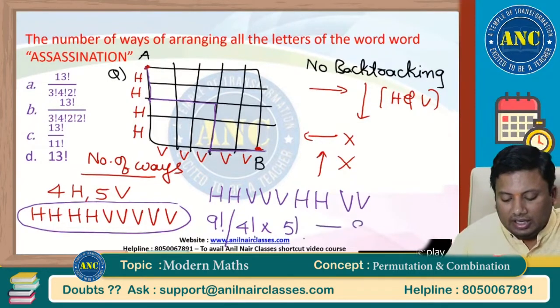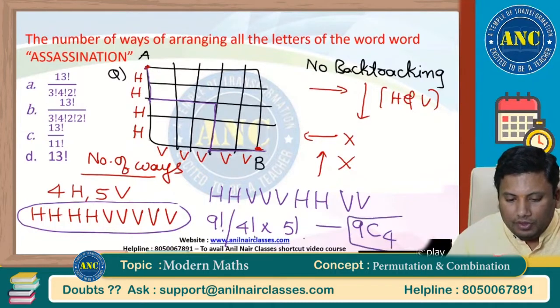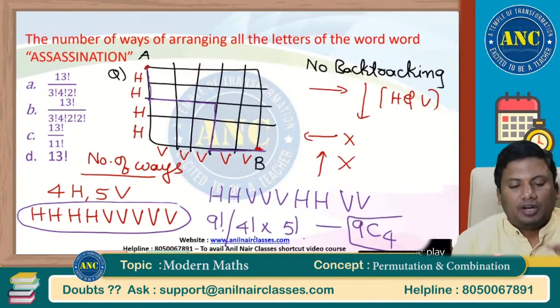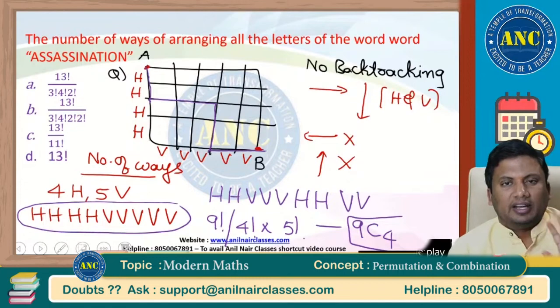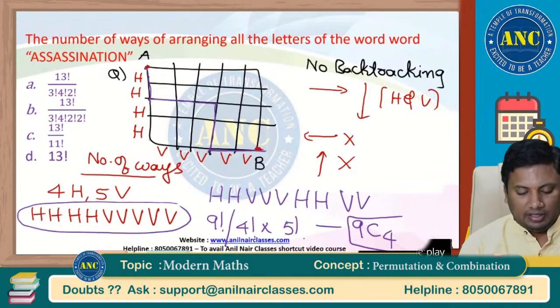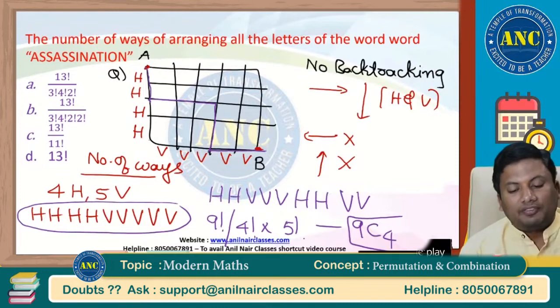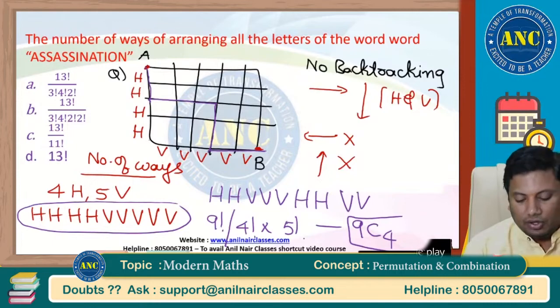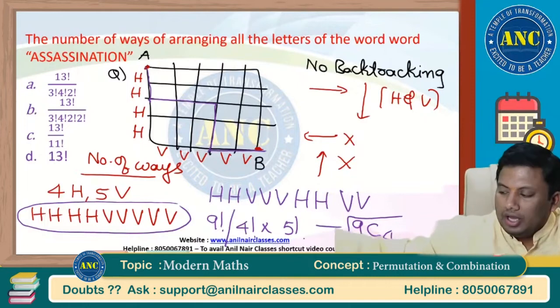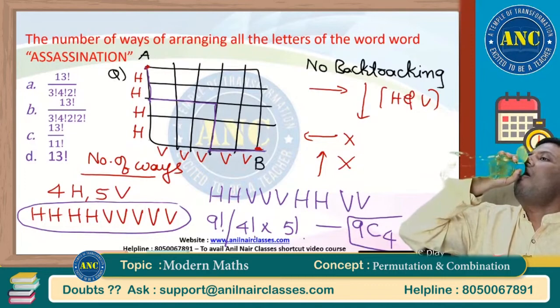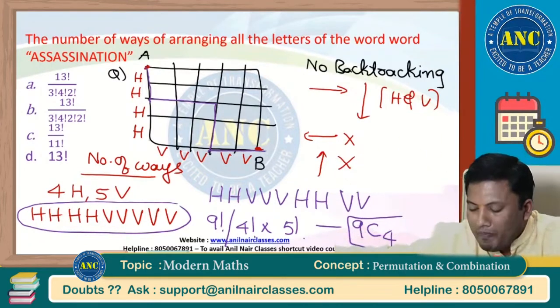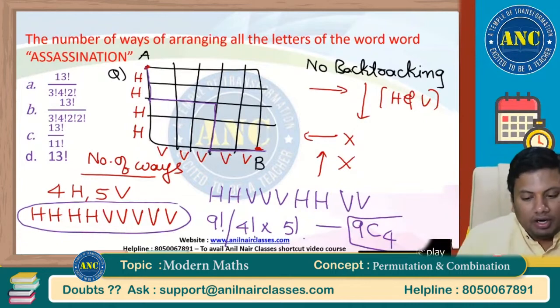So the answer is nothing but 9C4. It is a very simple way to do. 1, 2, 3, 4, 5, 6, 7, 8, 9. Out of 9, I require 4 horizontal, or out of 9, I require 5 vertical. So either it is 9C4 or 9C5. I hope the idea is clear.